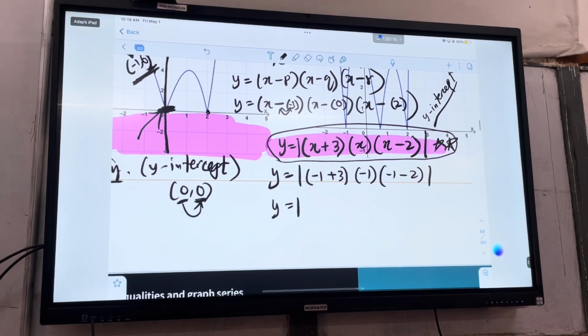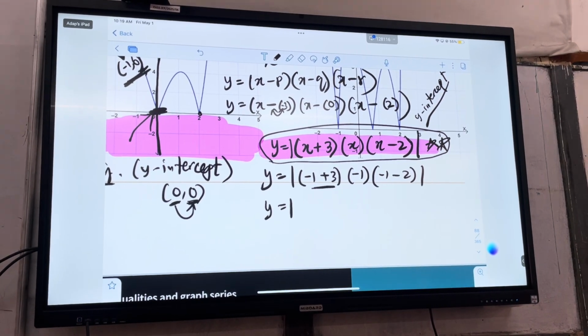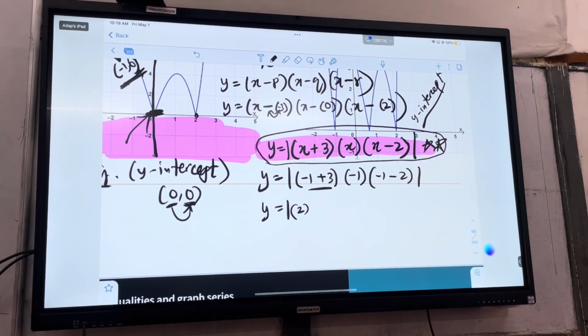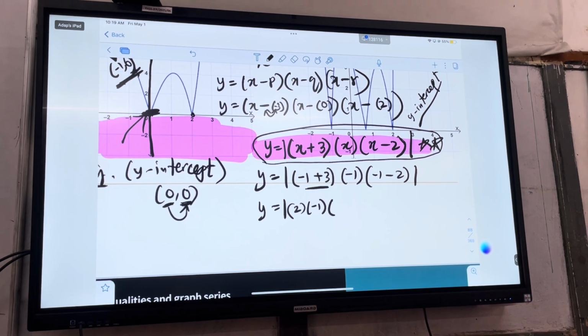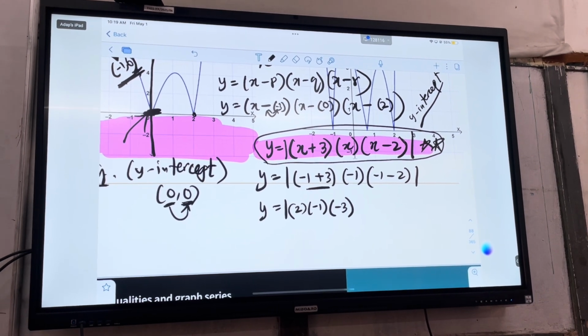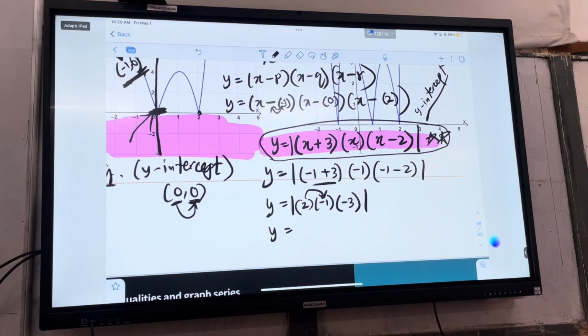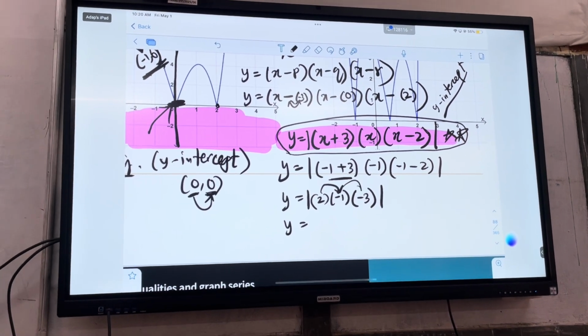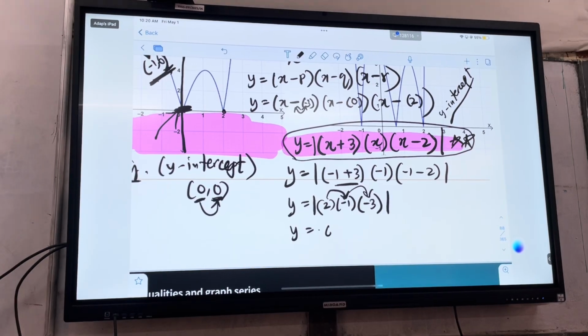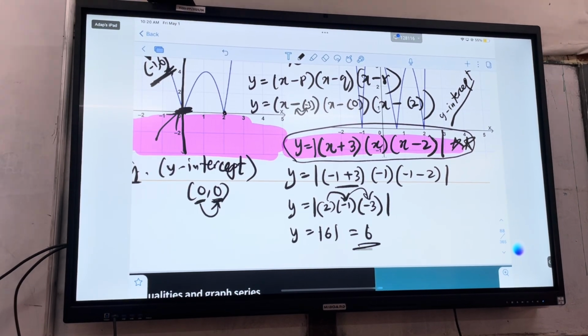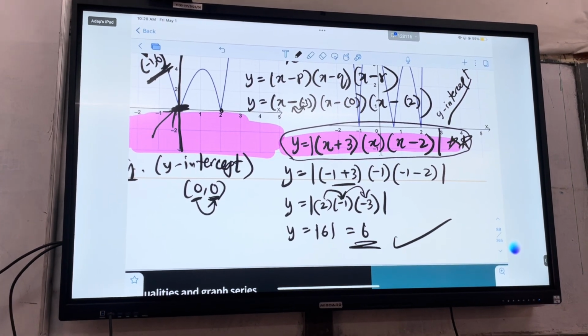So is it positive 6? Let's check. Negative 1 plus 3 is positive 2. Then you have negative 1. Then negative 1 minus 2 is negative 3. So when I multiply, 2 times negative 1 is negative 2. Negative 2 times negative 3 is positive 6. And it is still 6. So it's also verified. Understood?